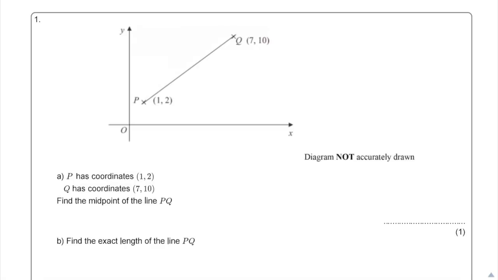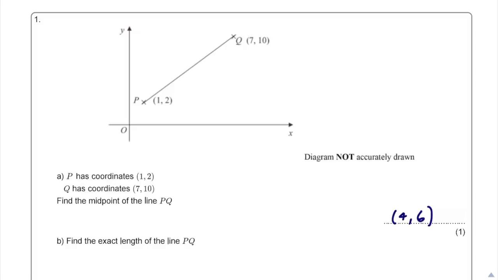Question 1, we're told P has coordinates 1, 2, Q has coordinates 7, 10. We've got to find the midpoint of the line PQ. So to find the coordinates of the midpoint, what we do is we add the x values. So we can have 7 plus 1, which is 8, divide that by 2, we get 4 for our x value. And then for our y values, it's going to be 2 plus 10, which is 12. Divide 12 by 2, we get 6. So our midpoint has the coordinates 4, 6.